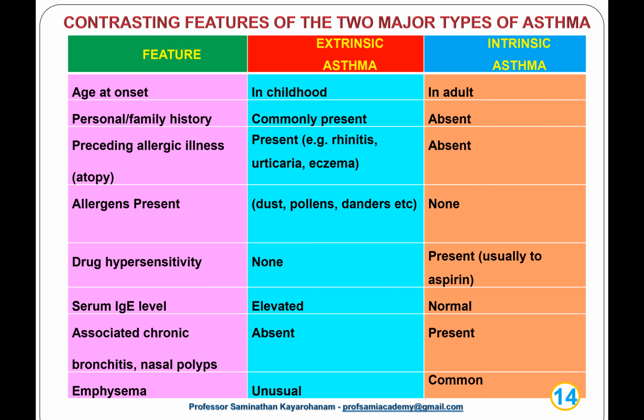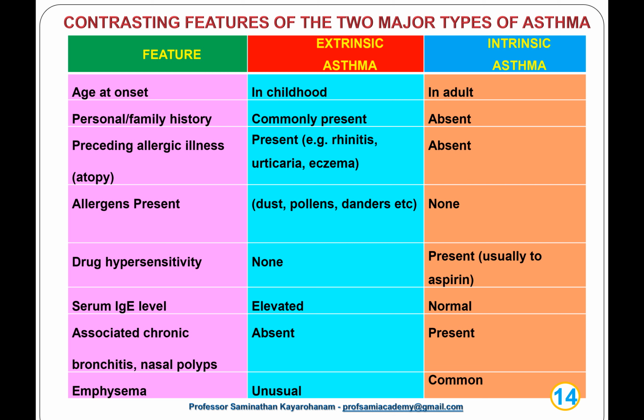Next slide. Contrasting features of the two major types of asthma. The feature, contrasting extrinsic asthma with intrinsic asthma. 1. Age at onset: in childhood in extrinsic asthma, in adult in intrinsic asthma. 2. Personal and family history: commonly present in extrinsic asthma, absent in intrinsic asthma. 3. Preceding allergic illness, atopy, for example rhinitis, urticaria, eczema: present in extrinsic asthma, absent in intrinsic asthma. 4. Allergens: present, dust, pollens, danders, etc.